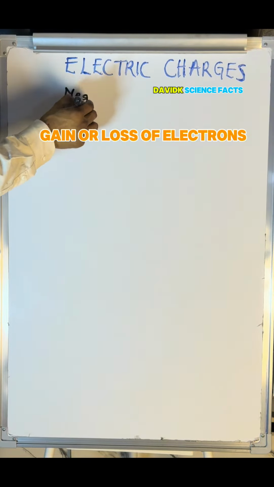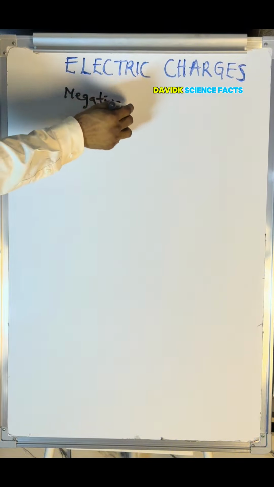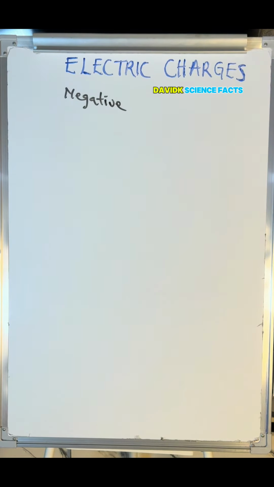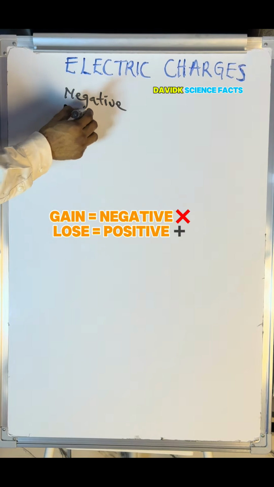Electric charges. What is electric charge? Electric charge is produced when electrons are gained or lost. If a body gains electrons, it becomes negative. If a body loses electrons, it becomes positive.